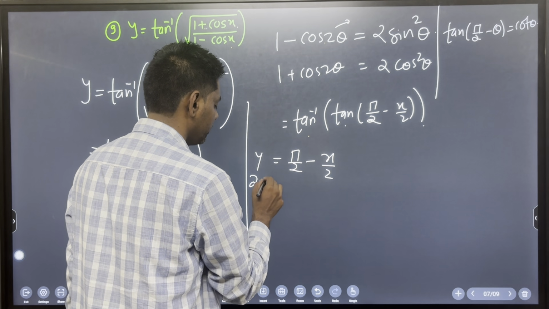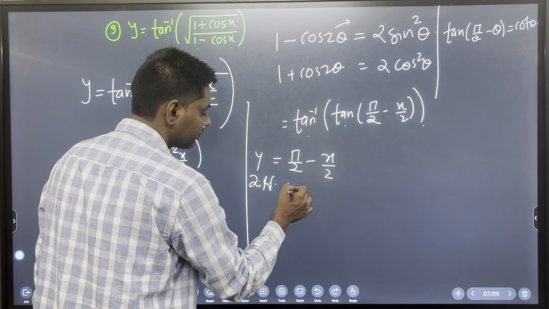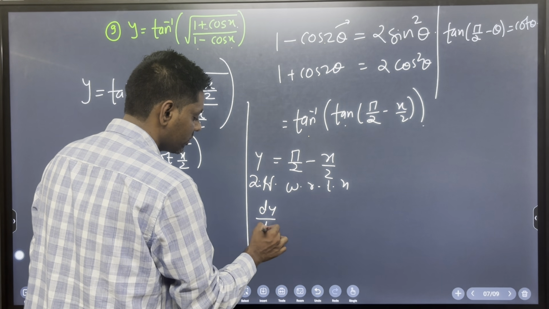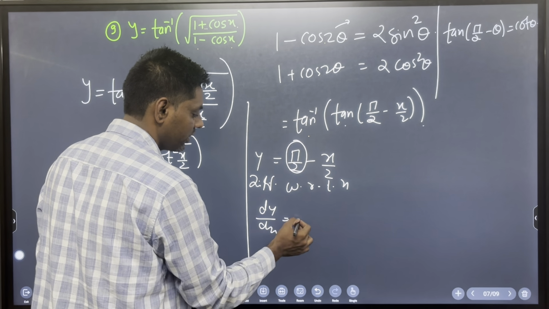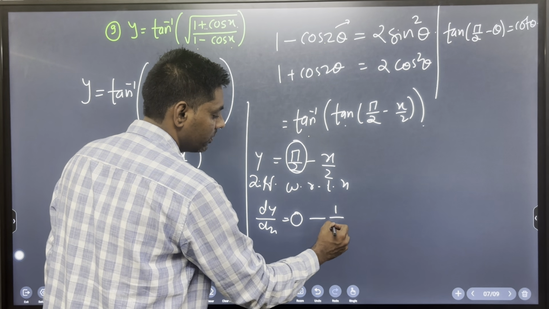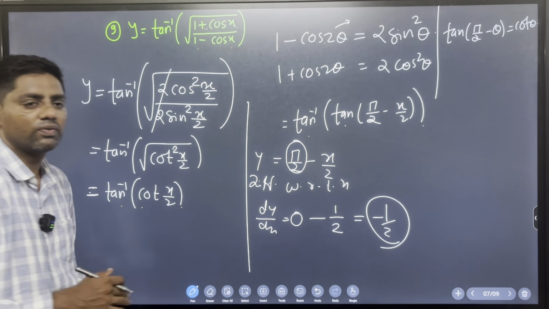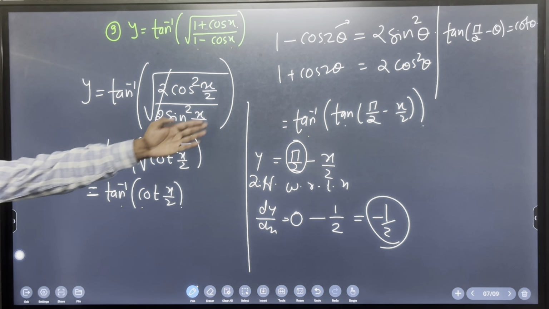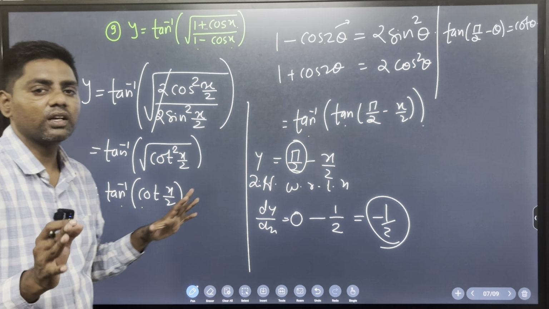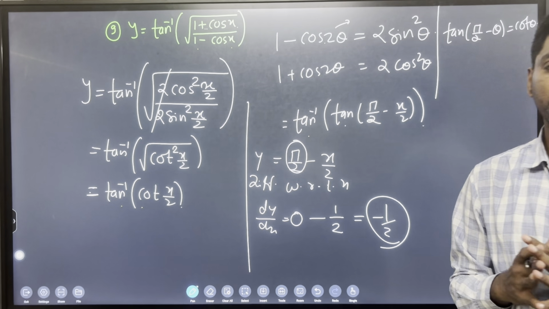So differentiate with respect to x, so we get dy by dx. Now here pi by 2 is a constant having derivative 0, and for x by 2, the derivative of x is 1, and the 2 stays as it is, so the final answer is minus 1 by 2. So this is the final answer of this question. It is very easy. Just remember the multiple angle formula, and by using it you can solve the question. A very simple question.